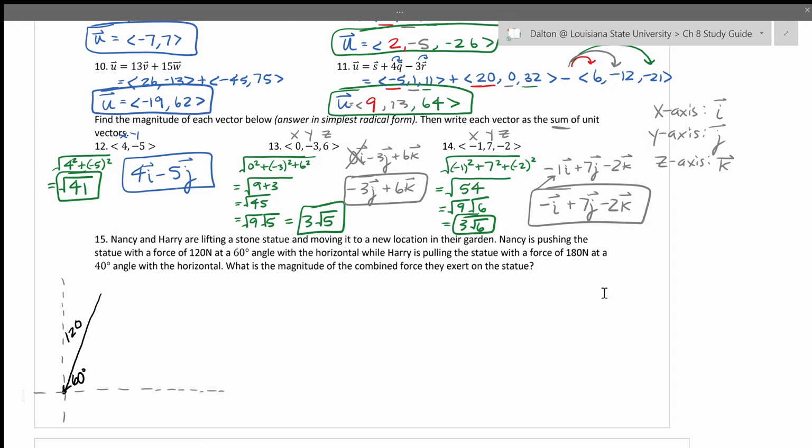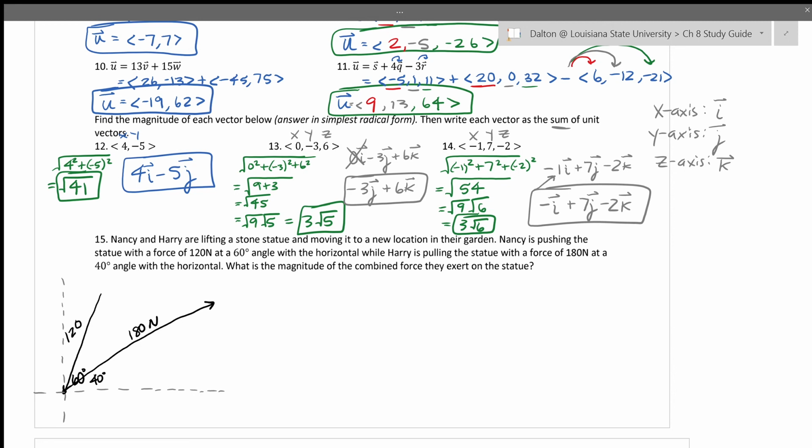Okay, so Harry is at the 40-degree angle on this side, he's pulling, and his force is 180 newtons. And again, this angle is 40 degrees. So the question is, what is the magnitude of their combined force? So I'm trying to find the magnitude of their force that they're both impacting on the statue.